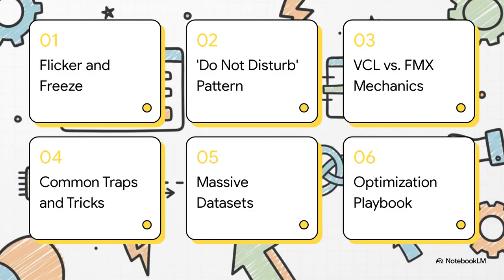So, here's our game plan. We're going to start with the problem itself, the flicker and the freeze. Then, we'll reveal the simple but crazy powerful pattern that solves it. We'll geek out a bit on the differences between VCL and FMX, cover some pro-level tricks for those tricky components, and even figure out what to do with truly massive datasets. By the end, you'll have a complete playbook to make your apps fly.